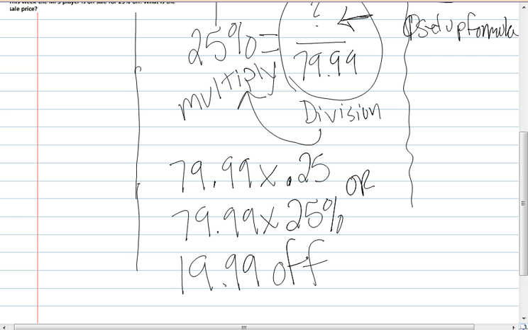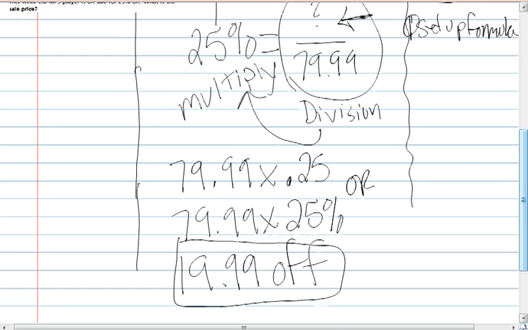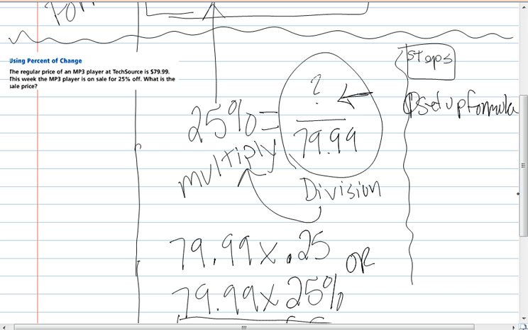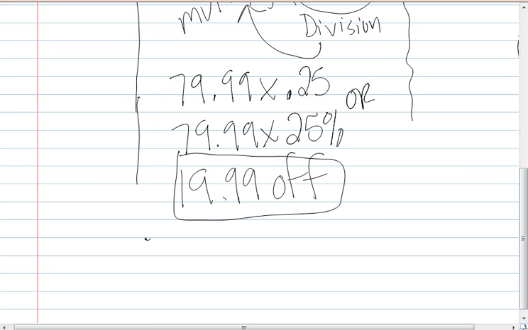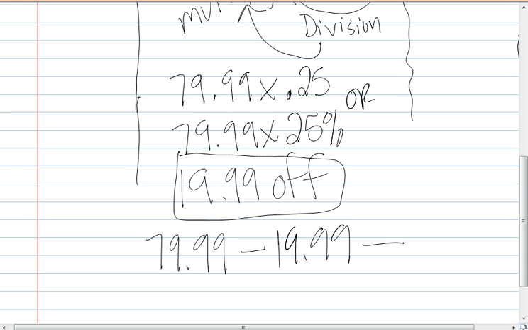Now, that's not the price of the MP3 player, because that sure would be a cheap MP3 player. $19.99 is the amount you take off. So the question is asking what is the sale price? So we actually have to go back and do $79.99 minus the $19.99. Our change is going to cancel out. That'll make our math a little easier.